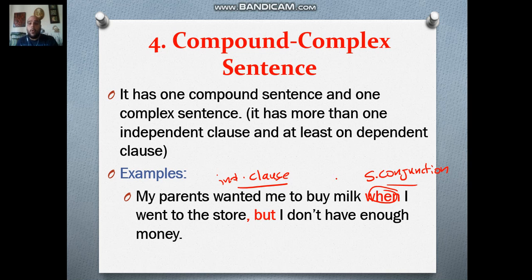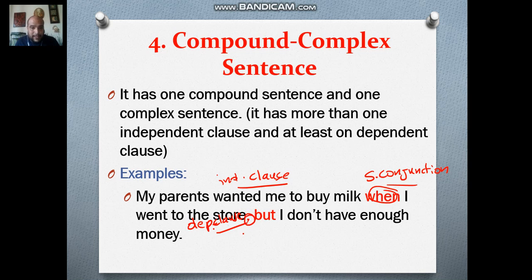Okay? So, "when I went to the store." What happened when I went to the store? I cannot understand it unless I link it to the independent clause. So this is a dependent clause. So I have an independent clause plus a dependent clause. Sorry for the pen, I'm not so professional with this pen. So an independent clause plus a dependent clause, that's going to be what? Clear, good, a complex sentence.